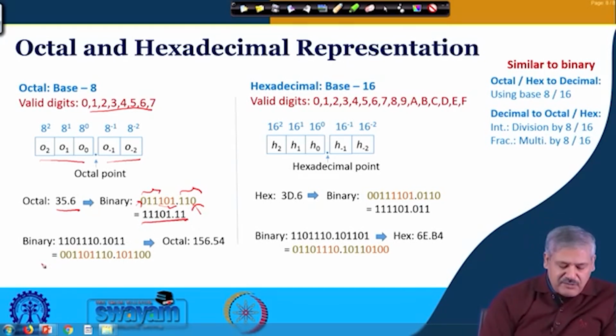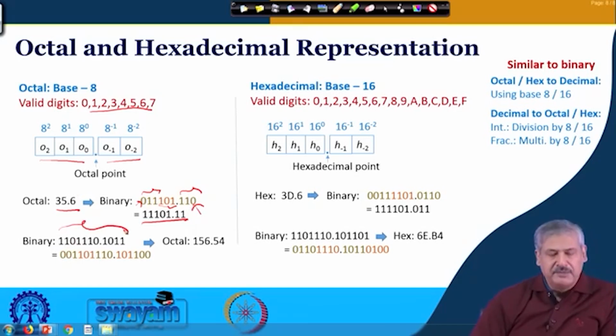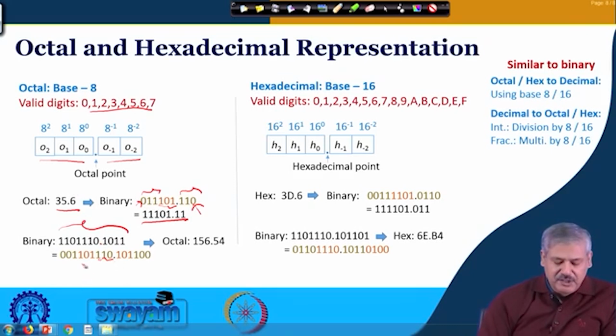And if you have to convert from binary to octal, this is the binary number. The binary point is the reference point. From this binary point we keep forming groups of 3. This is one group, this is another group, this is another group, the integer part. And when you see that only one member is there, you can put some leading zeros to make a group of 3.